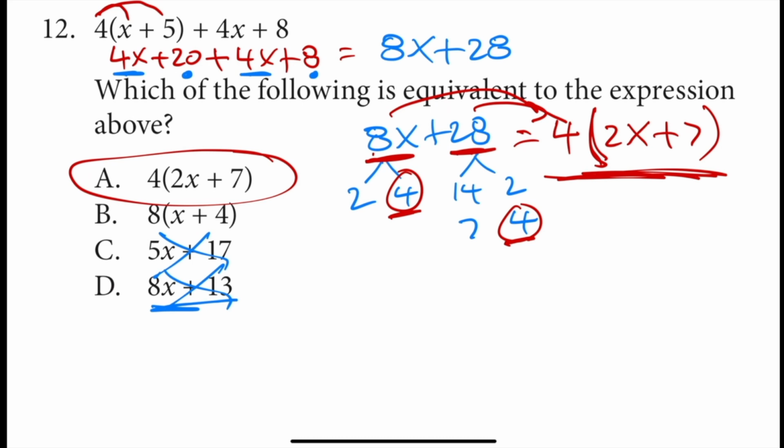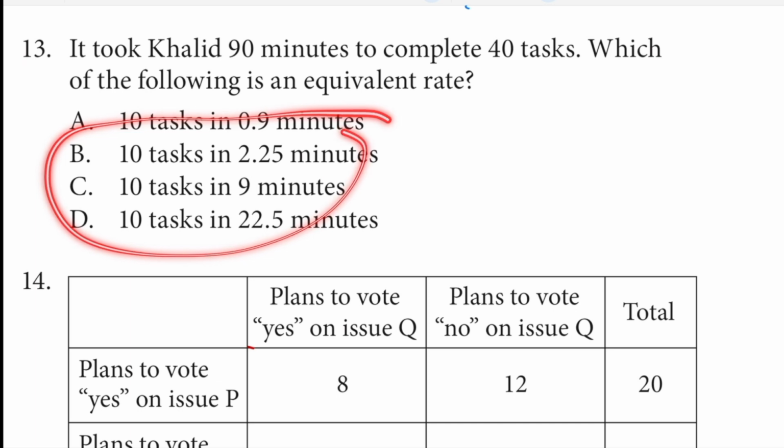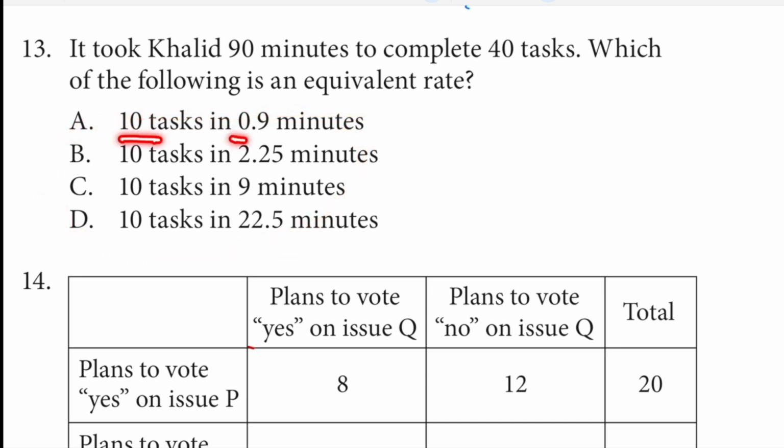Interesting. Going back and forth. 13. It took Khalid 90 minutes to complete 40 tasks. Which of the following is an equivalent rate? I got 4 choices. He did 10 tasks in 0.9 minutes, 10 tasks in 2.25, 10 in 9 minutes, 10 in 22.5. How do I know? The main idea is that I have 40 tasks in 90 minutes, okay?